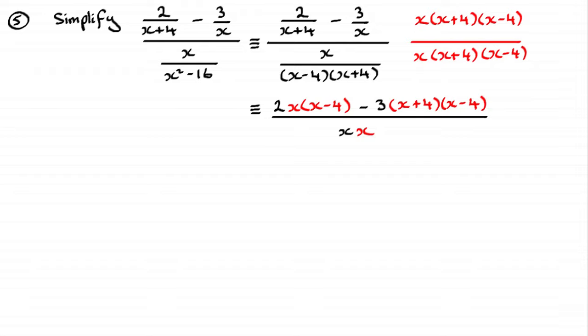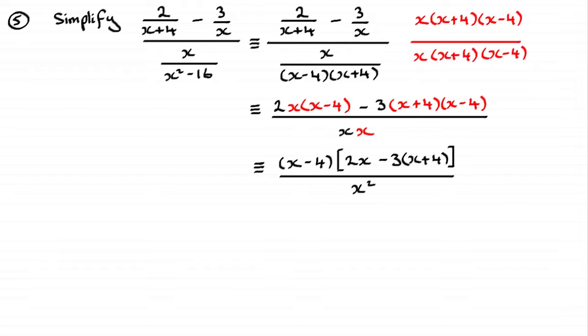So all you need to do now is just expand the brackets out or not. To save time, I've noticed that x minus 4 was a common factor between these two terms. And if we're simplifying something, we want to try and reduce it down in the number of terms. So rather than expand out, I've decided to take x minus 4 as a common factor. So you'll see that you've got 2x minus 3 times all of x plus 4 in these square brackets here, over x squared. So I can just clean up the inside of this: 2x minus 3x is going to be minus x, and minus 3 times 4 is minus 12.